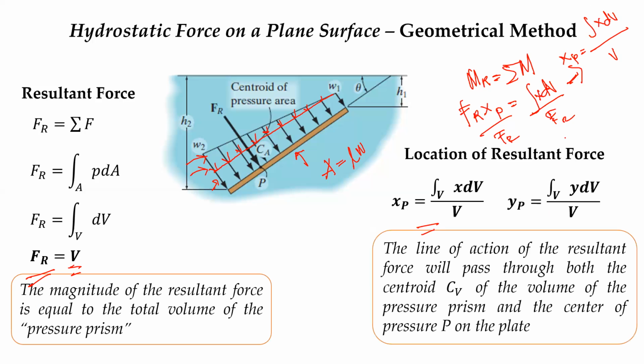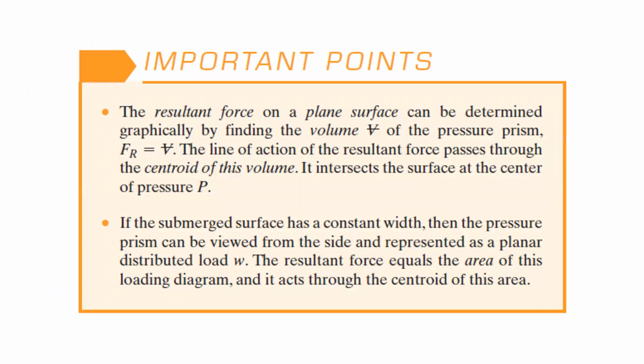Okay, now the line of action of the resultant force will pass through both the centroid CV of the volume of the pressure prism and the center of pressure on the plate. The important points to remember: the resultant force on a plane surface can be determined graphically by finding the volume. Although there is a bar at the very middle, what it means is simply the volume of the pressure prism. And the line of action of the resultant force passes through the centroid of this volume, and it intersects the surface at the center of pressure.